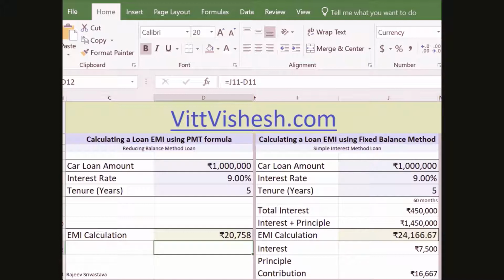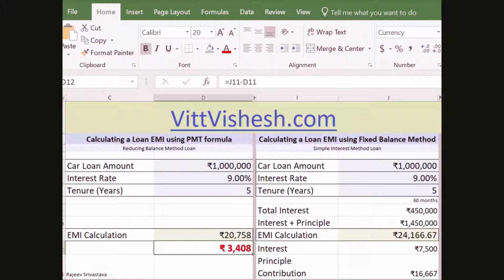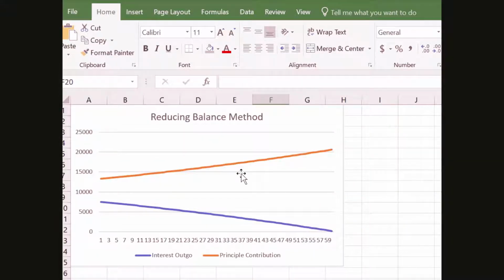Also, you might have noticed the difference in EMI amount for these two methods. This is astonishing. It is very interesting to see the chart of reducing balance method and fixed balance method. So here we have the chart of reducing balance method.